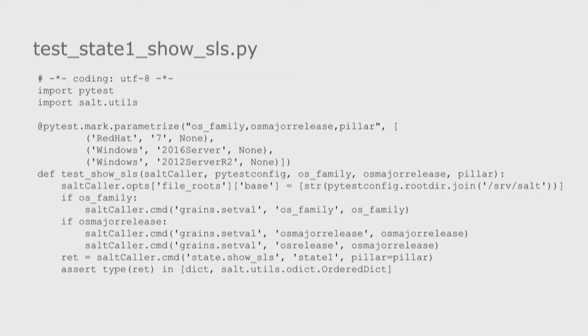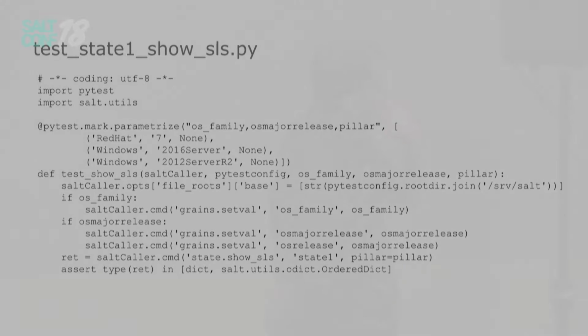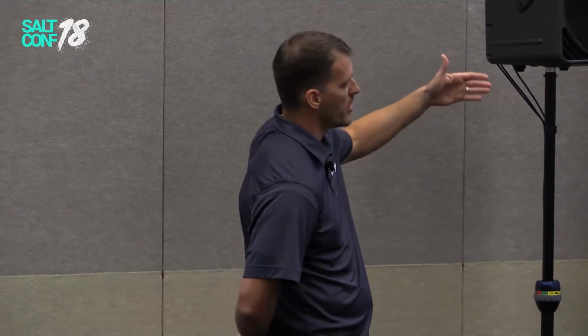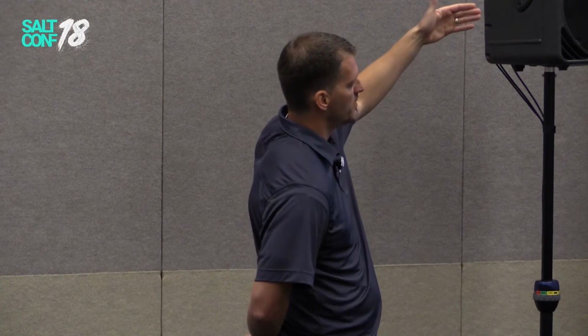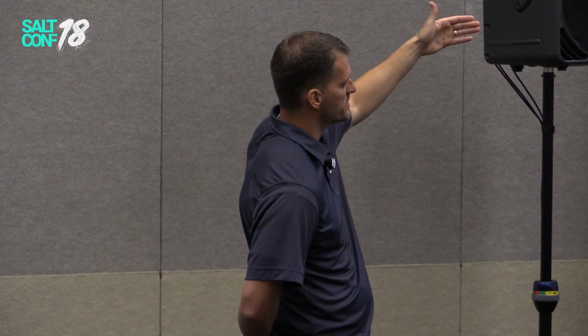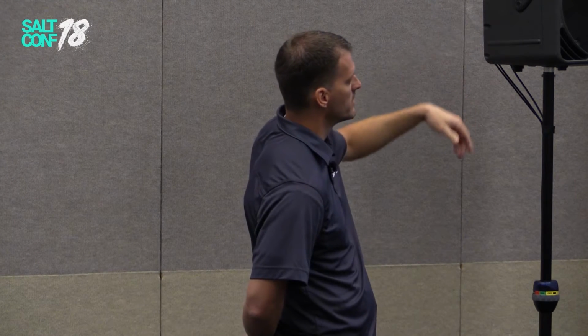Okay, so here's an example of a test file. This is going to just run show_sls. Like I mentioned earlier, our maps are all basically centered around OS version, then OS family and major version. So that's what we're going to pass in here to test this particular state. The parameterize is that option. So this test would be run 3 separate times: once pretending to be Red Hat 7, once as Windows 2016, and once as Windows 2012.